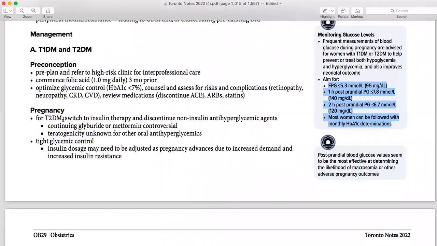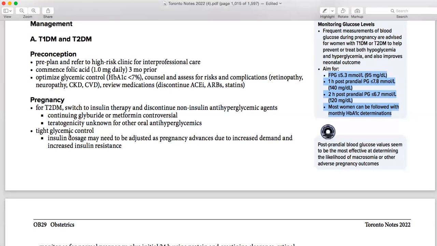For type 2 diabetes mellitus, switch to insulin, as they said. Then tight glycemic control: the insulin dose may need to be adjusted as the pregnancy advances due to the increased demand. So you can change the insulin dose, even insulin, thyroid. You need to know which doses should be changed when there is a pregnancy, and why these doses are changed.